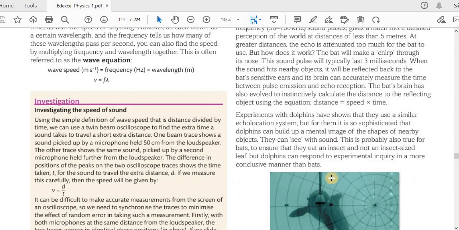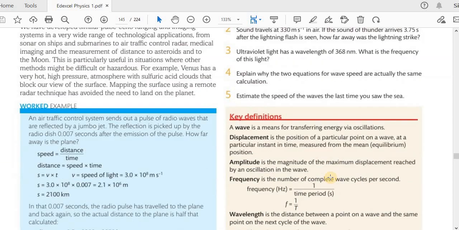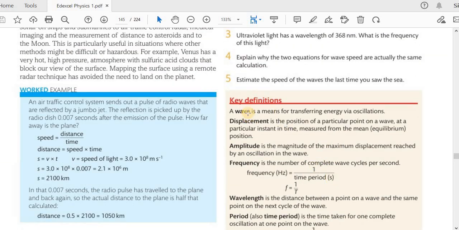So now you know what is displacement, you know what is amplitude, you know what is a wave. Amplitude is the magnitude of the maximum displacement reached by an oscillation in the wave.